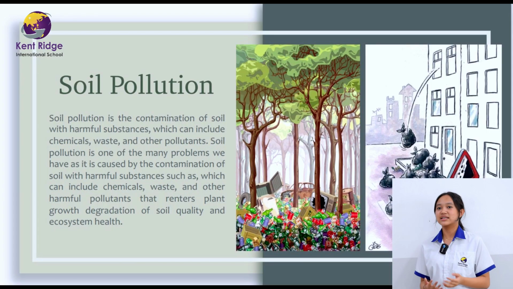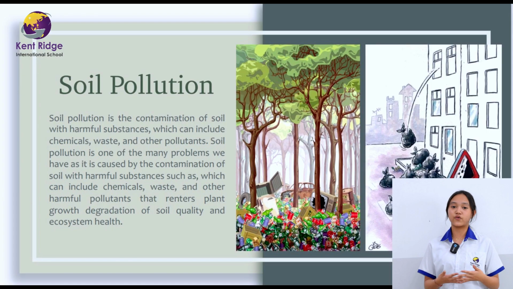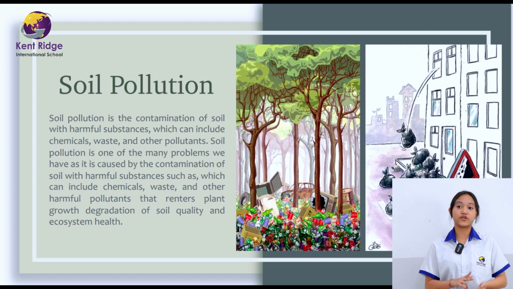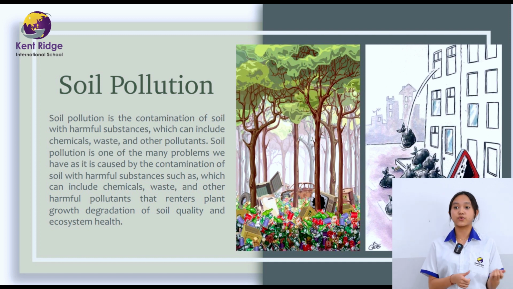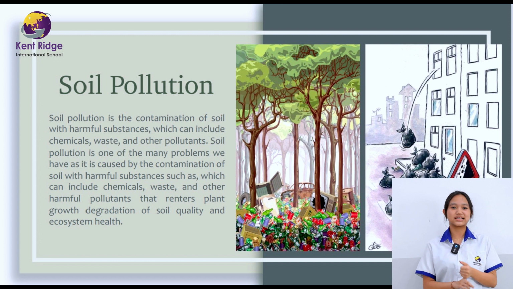Moving on to the last type of pollution that we're going to be discussing today is soil pollution. Now, soil pollution is the contamination of soil with harmful substances, which can include chemicals, waste, and other pollutants. Soil pollution is one of the many problems we have as it is caused by the contamination of soil with harmful substances such as lead, pesticides, herbicides, and everything like that, that hinders plant growth, and causes degradation of soil quality and ecosystem health.